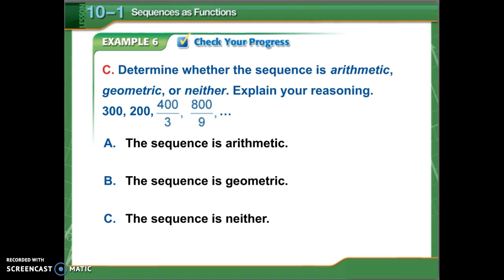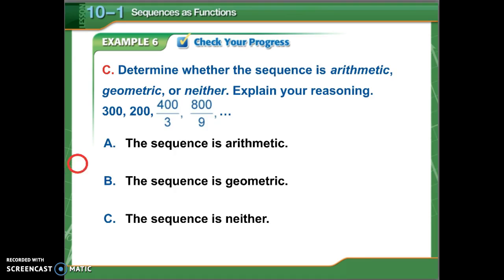And for part C, we have 300, 200, 400 thirds, and 800 ninths. And this sequence is geometric, and the common ratio for this is 2/3. So 200 is 2/3 of 300. 400 thirds is 2/3 of 200. 800 ninths is 2/3 of 400 thirds. And that's the end of the lesson.